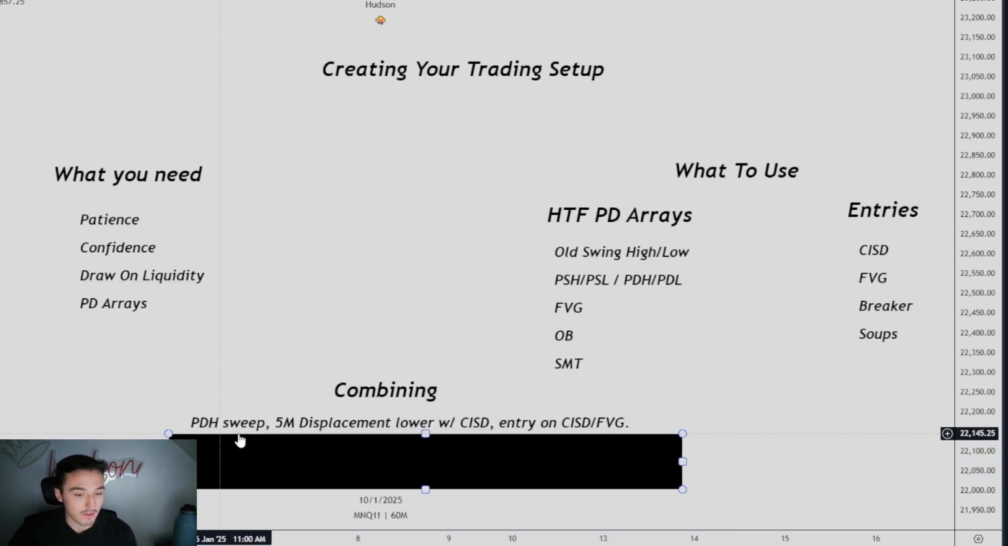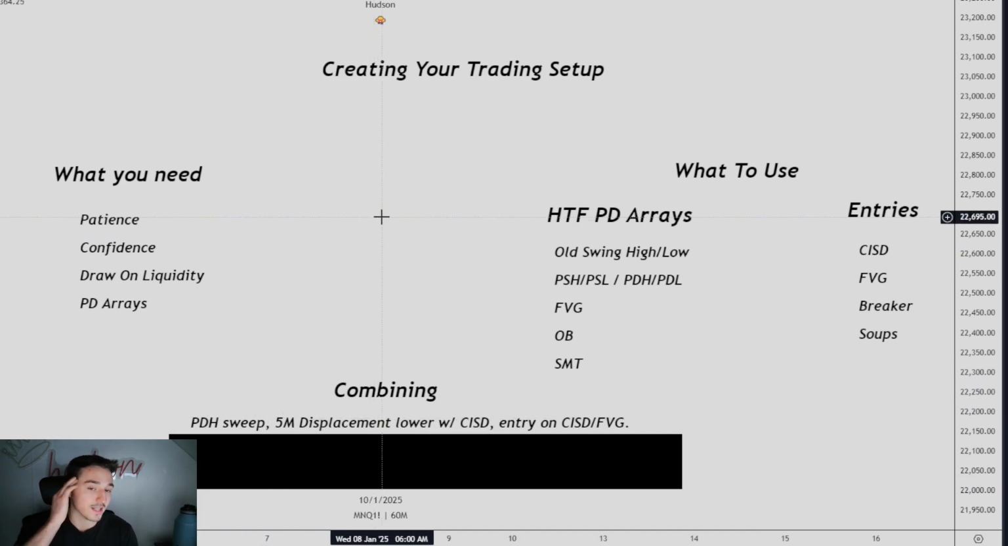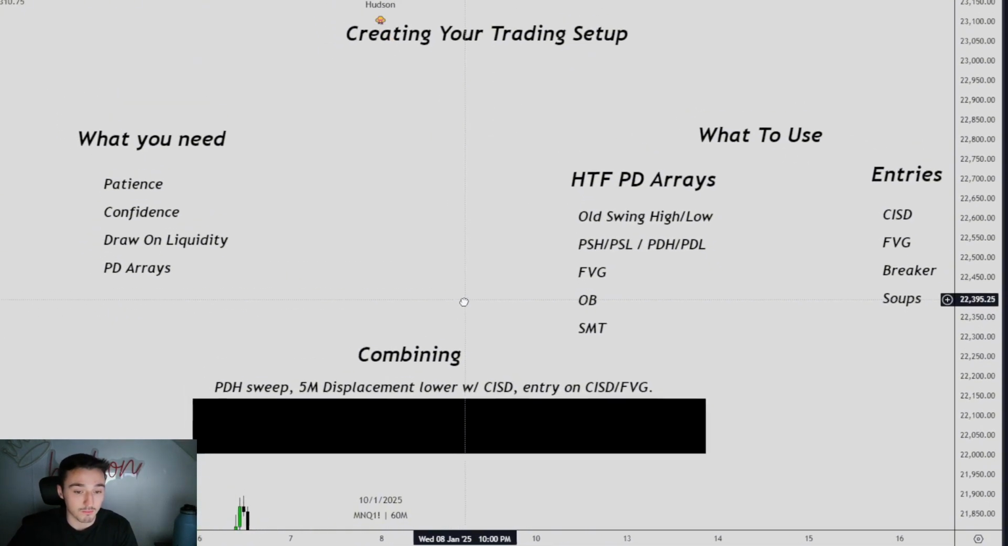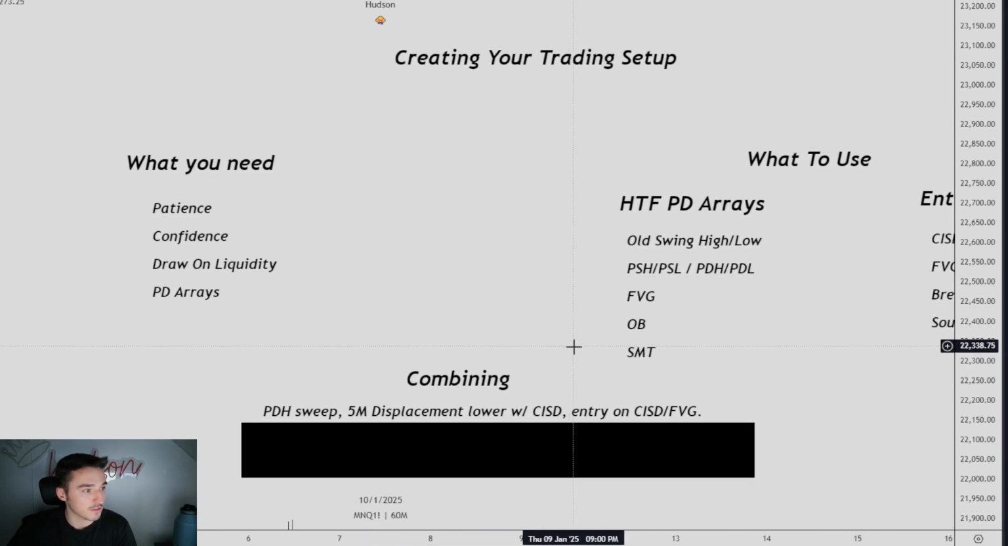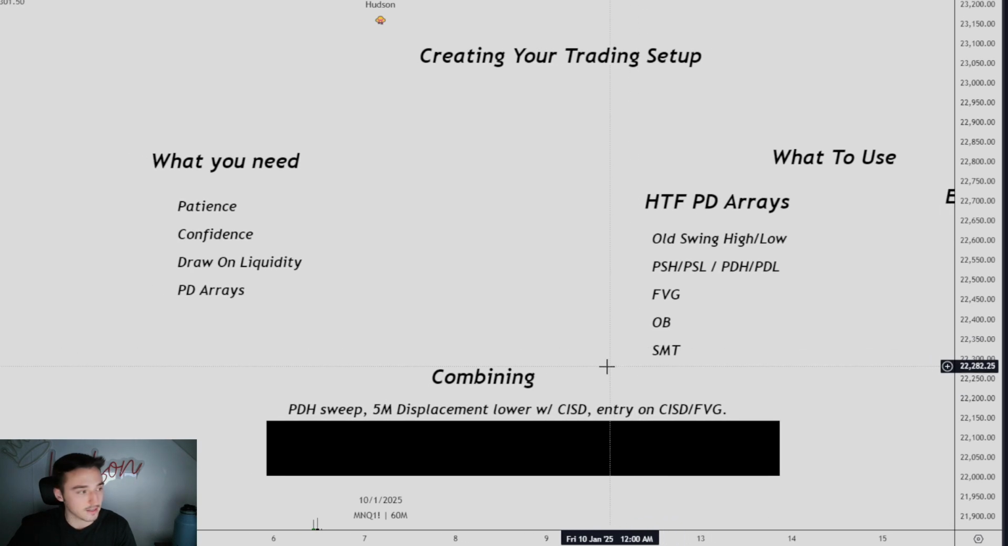So let's say that we have a previous day high sweep, right? We just swept Tuesday's high, it's Wednesday, and we have a bearish draw on liquidity, right? We have 5-minute displacement lower, and you have a CISD, right? Enter on the CISD or the fair value gap, right? We're on the 5-minute chart here after taking previous day high. You have your 5-minute displacement, you have a CISD, enter on the fair value gap or change in the state of delivery, right? I mean, it's pretty simple how to create a model, right? And they don't have to be complicated.